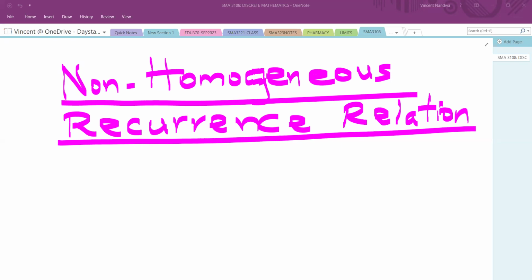We are going to discuss non-homogeneous recurrence relations. We begin by defining a non-homogeneous recurrence relation with constant coefficients. Then we state the theorem to find the solution to a non-homogeneous recurrence relation, and thereafter we do examples on how to solve non-homogeneous difference equations or recurrence relations.